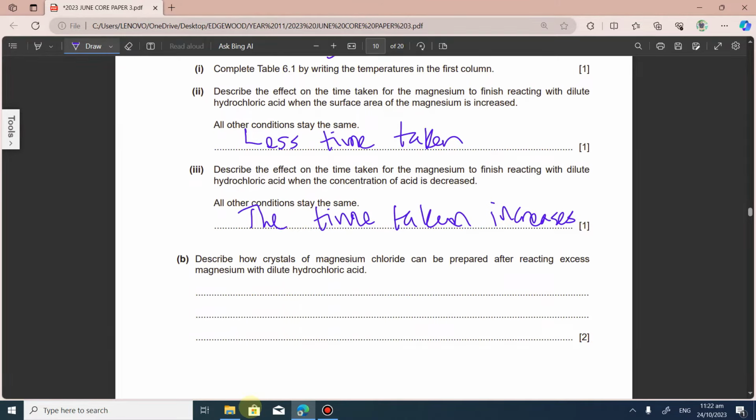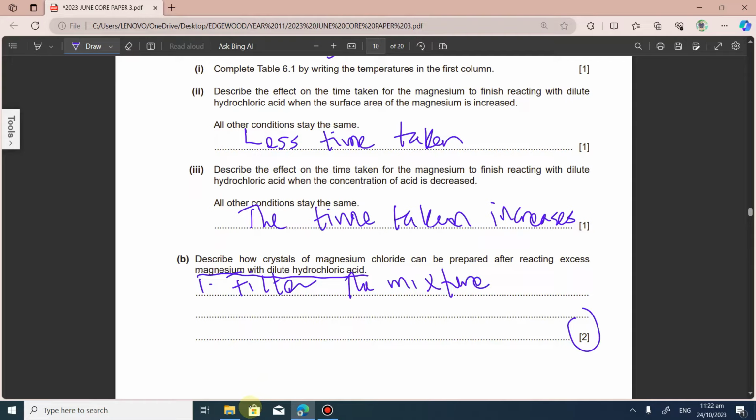All right. Now, describe how crystals of magnesium chloride can be prepared after reacting excess magnesium with dilute hydrochloric acid. Now, this is under salt preparation. So he asks you, just for 2 marks, describe how you would prepare. Now, remember, the essence of adding excess magnesium is to ensure that we use up all the acid involved. So after adding excess magnesium, the next step is to filter the mixture.